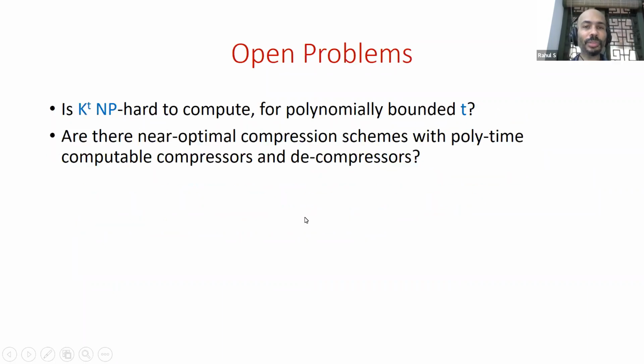So let me just mention a couple. The first is repeating an open problem I mentioned before: is K^T NP-hard to compute for polynomially bounded T? This would be very interesting to know. It would also show a characterization of the NP versus P problem by compression schemes associated with K^T.